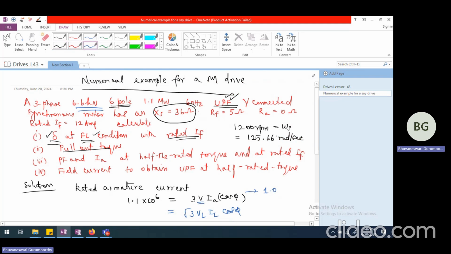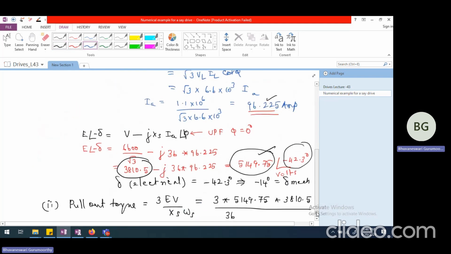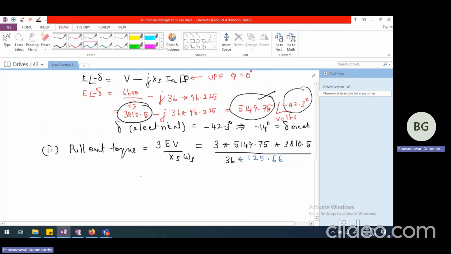And the synchronous speed is 125.66. So I have to multiply this by 125.66 radians per second. So this is the pull-out torque. And pull-out torque comes out to be 13.013 kilonewton meter. So this is the pull-out torque.